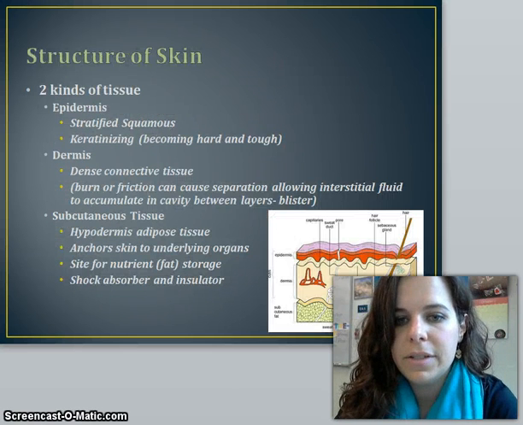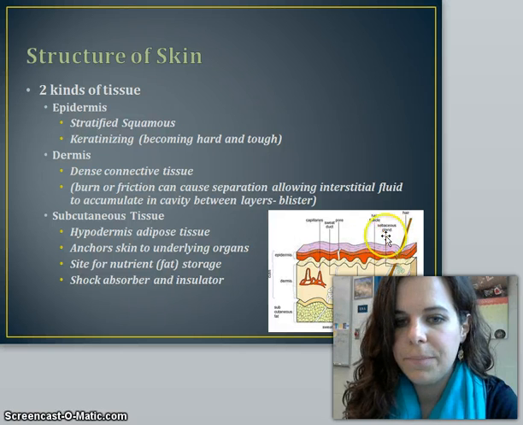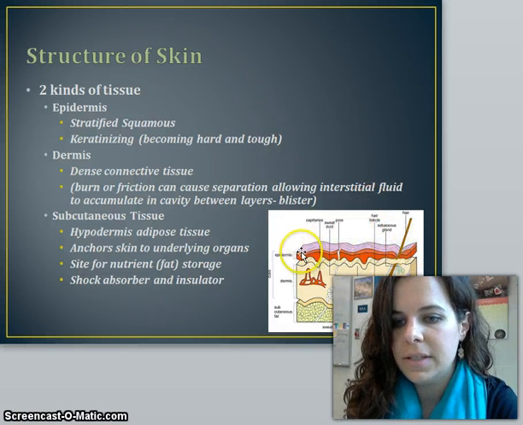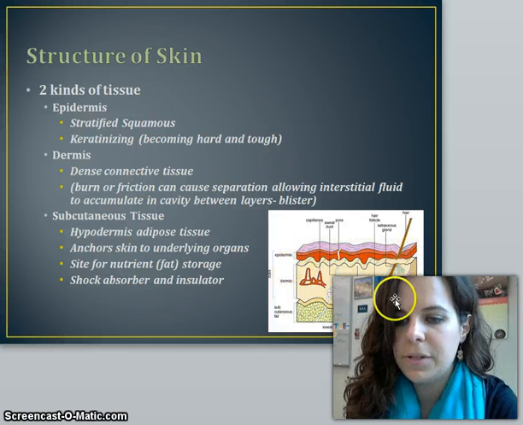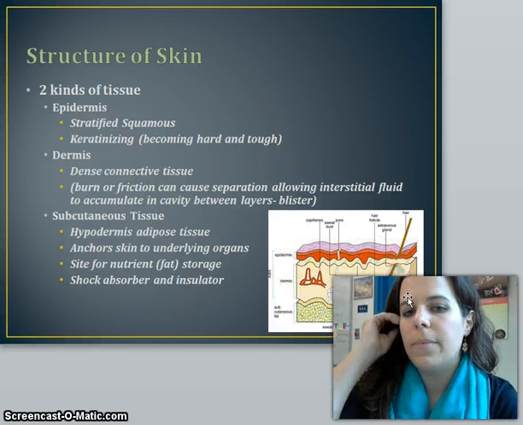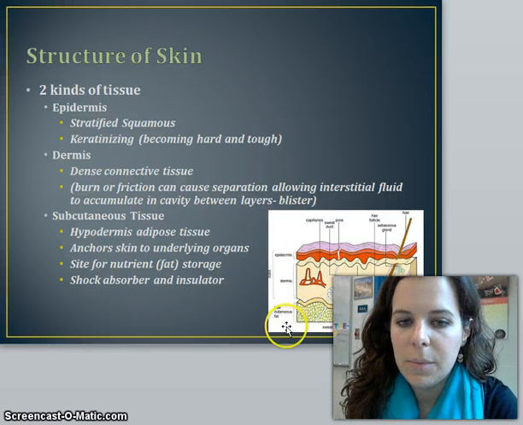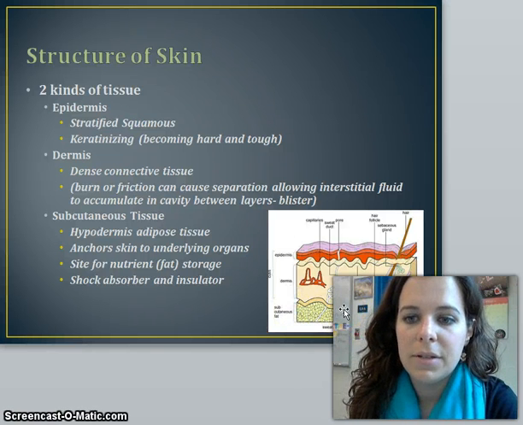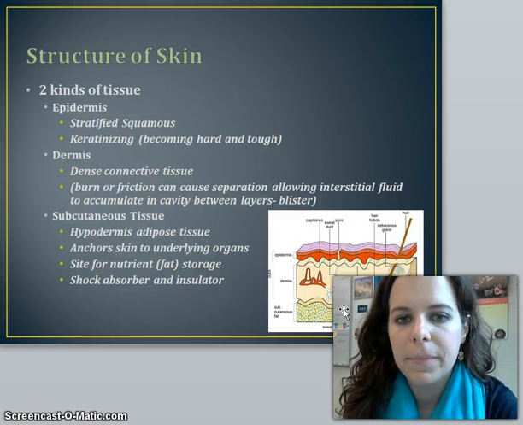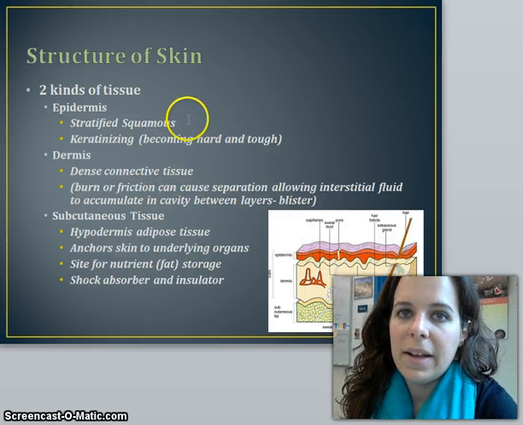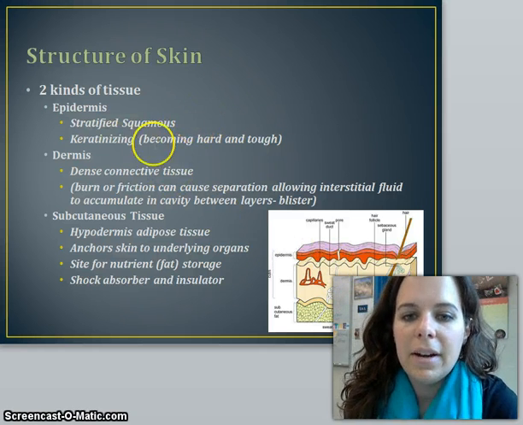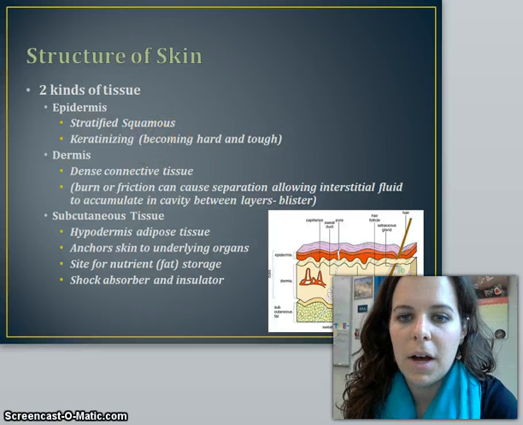So here's the structure of your skin. You can see the picture here. You have two layers, your epidermis, which is this top orange part, and then the dermis, which is the beige part. There's also subcutaneous tissue, which is not really part of your skin, but it's directly below it, so it's important to talk about. Your epidermis is made of stratified squamous epithelium, and it's keratinizing, meaning it becomes hard and tough.